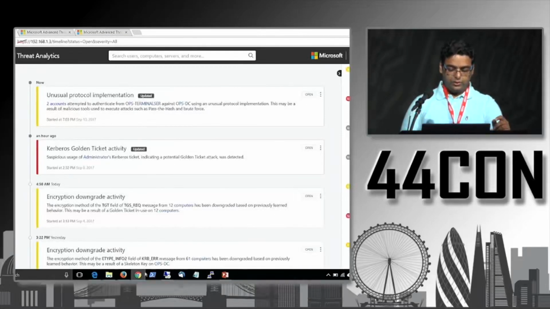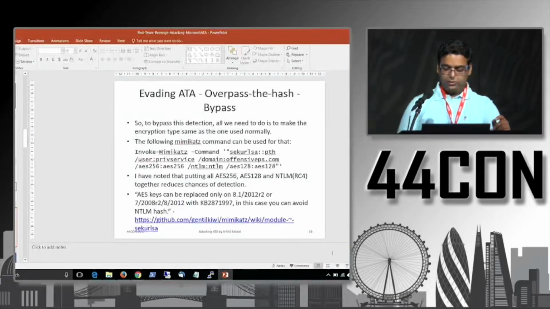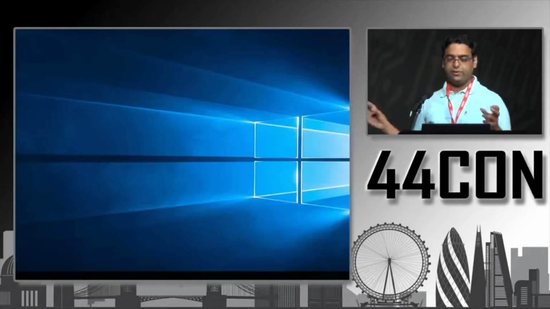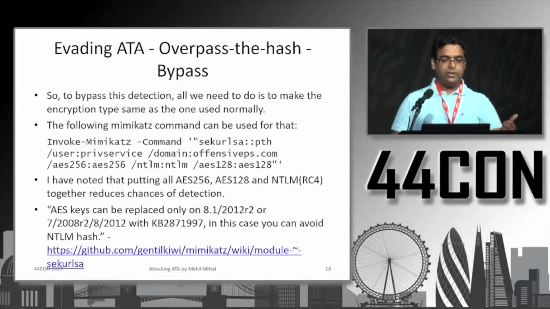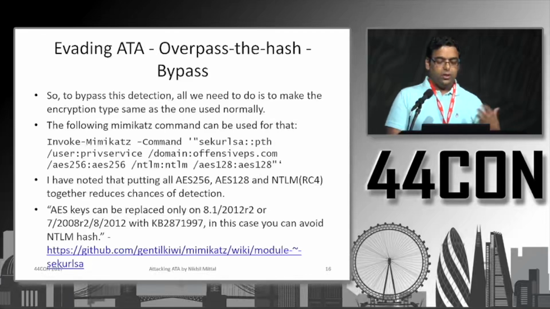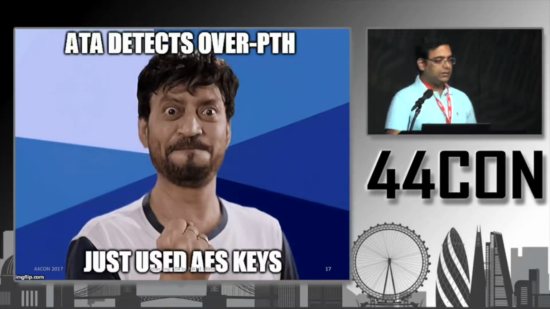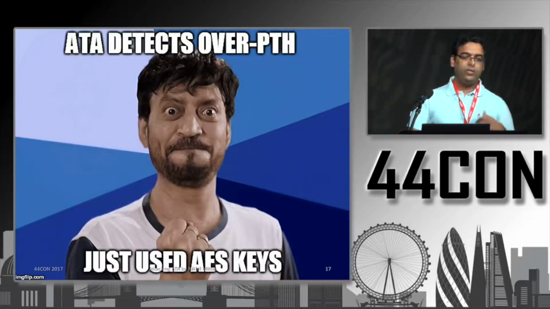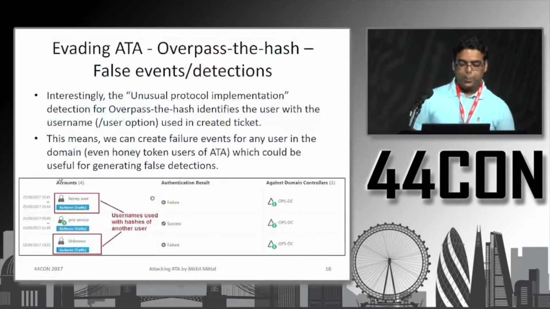Right, and how does that happen? Because you are using AES keys, the traffic looks really normal here. So that's the Overpass-the-Hash attack, where you can move laterally without getting detected.